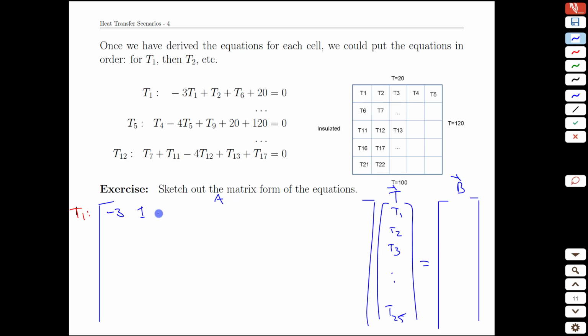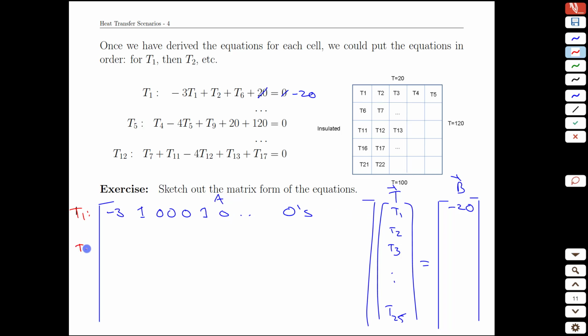Then we'd have a gap. We'd have some zeros. 1, 2, 3, 4, 5. And then T6 would have a 1. And that would be it, because we would move this 20 to the other side, and it would become a negative 20 in the B vector. Everything else in that row would be zeros.